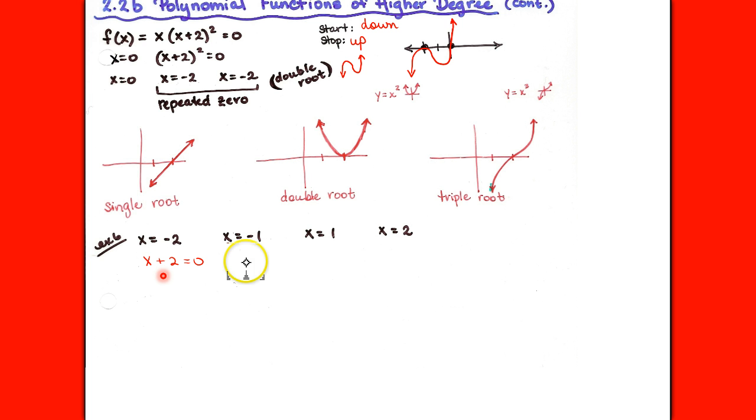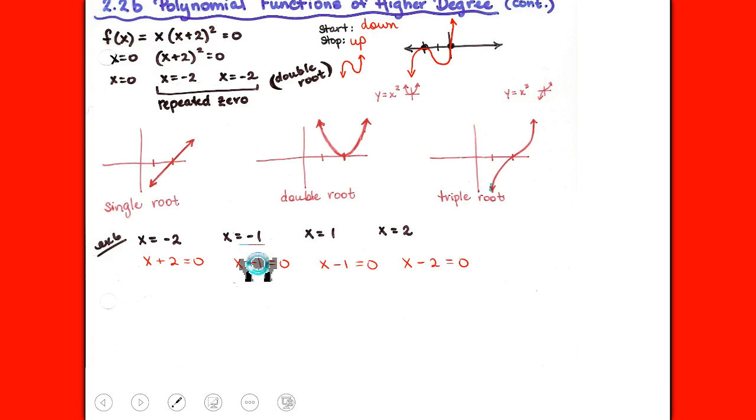Same idea for this guy. For x is equal to -1, if I want that set equal to 0, what am I going to have to do? Add 1 to both sides, right? So that would just be x plus 1. All right, how about x equals 1? What's its factor form?